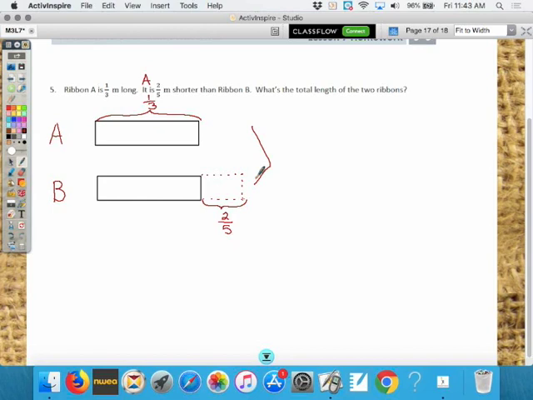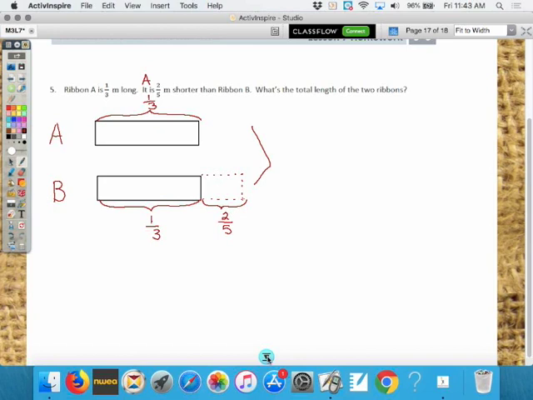So how do I figure out all together? I'm going to add. So to figure out all of these, I know that B is the same as A plus 2/5, right? So how long is B? How long is this part of B? We don't know yet. Yeah, we do. It's the exact same as A. So we're going to add 1/3 plus 1/3 plus 2/5. Can we add any of that in our heads? We could do 1/3 plus 1/3 is 2/3.